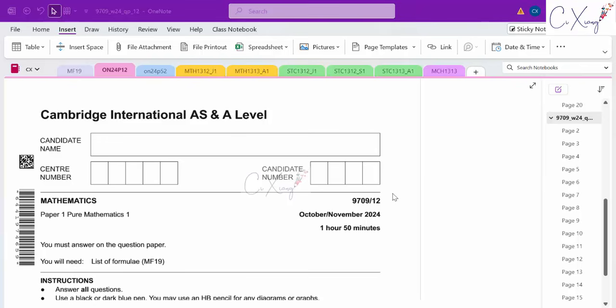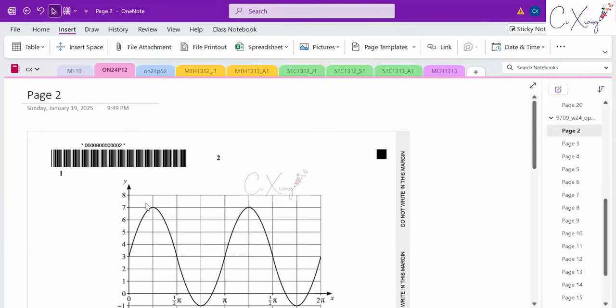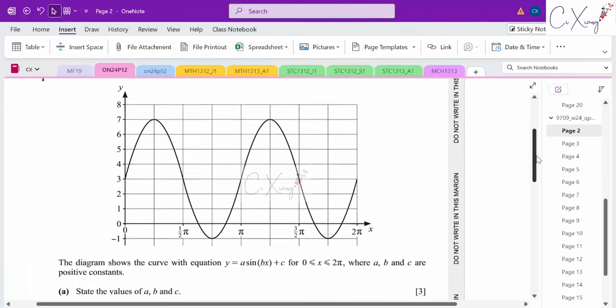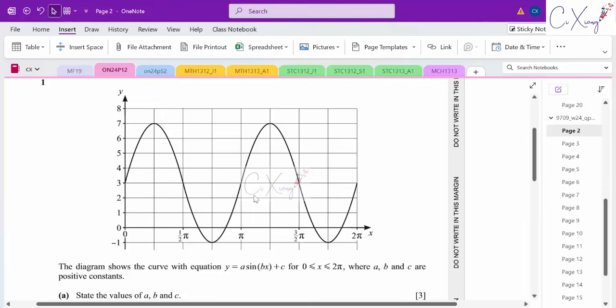For this video, we will be discussing October-November 2024, paper 1-2. So let's start with question number 1. We are given a diagram, and the diagram shows the curve with this equation.